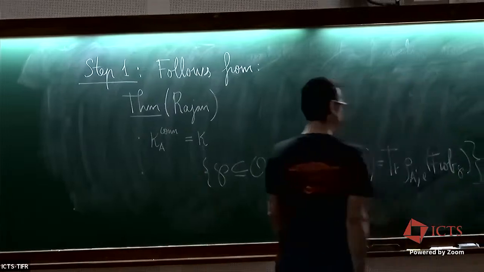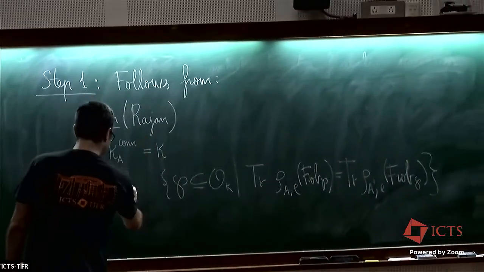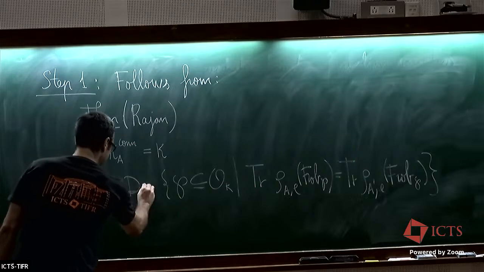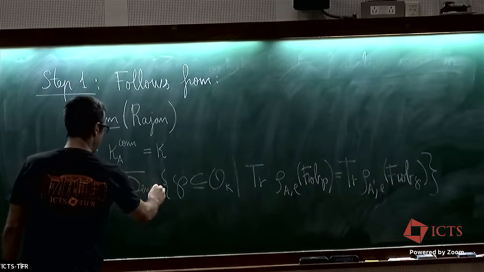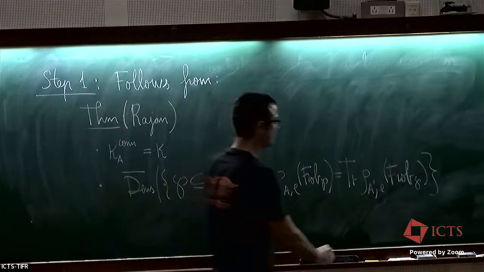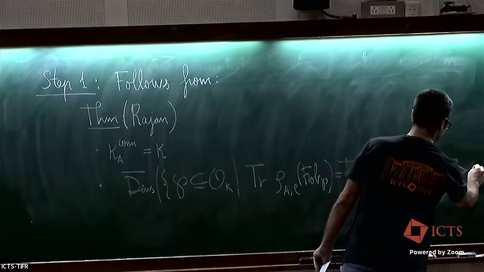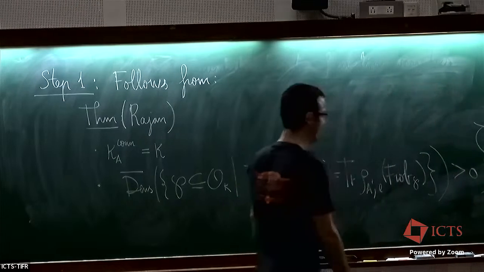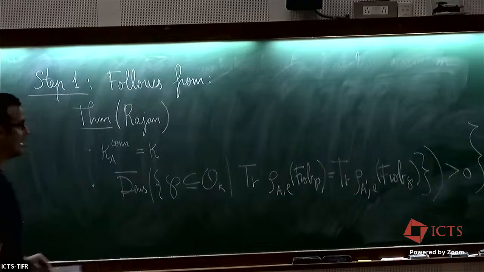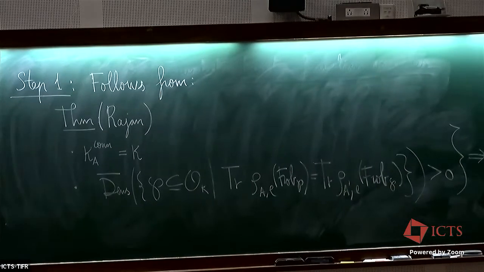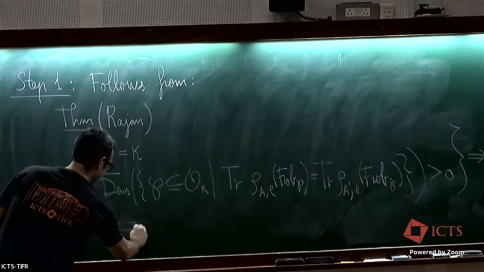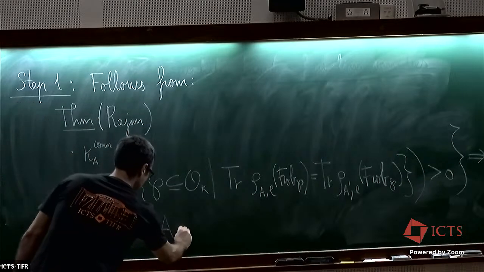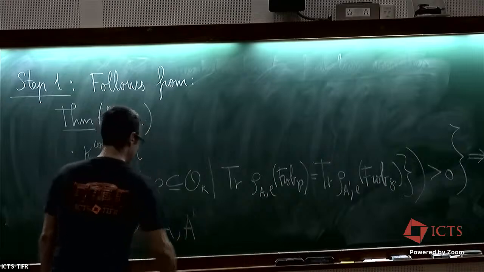Then if the upper density of this set is positive, then one has that the l-adic representations are potentially isomorphic, which translated via Faltings' isogeny theorem means that A and A prime are twists of each other.